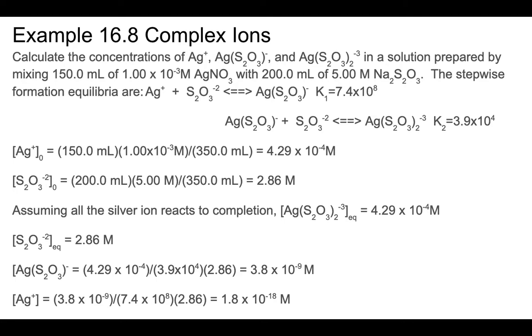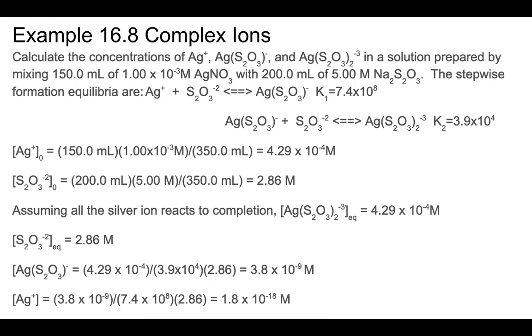So I think with those 2 large Ks, we can assume that virtually all of the silver ion is going to react to completion with the thiosulfate to make the double complexed silver double thiosulfate, minus 3. So at equilibrium, that's going to take on the molarity of the original silver ion, and it's going to now be 4.29 times 10 minus 4 molar. The thiosulfate has changed virtually none at all, so it's going to be 2.86 molar.